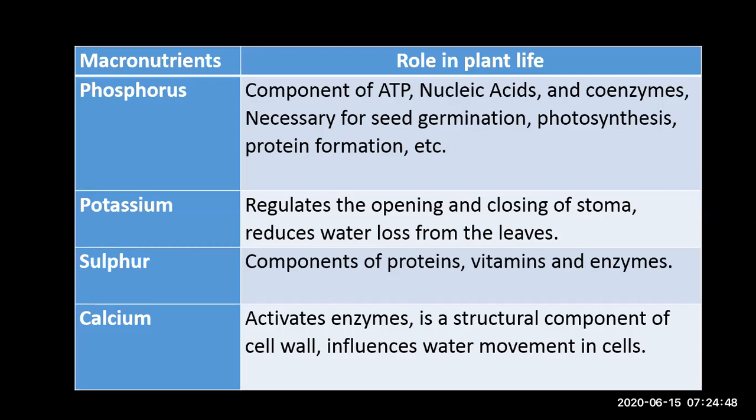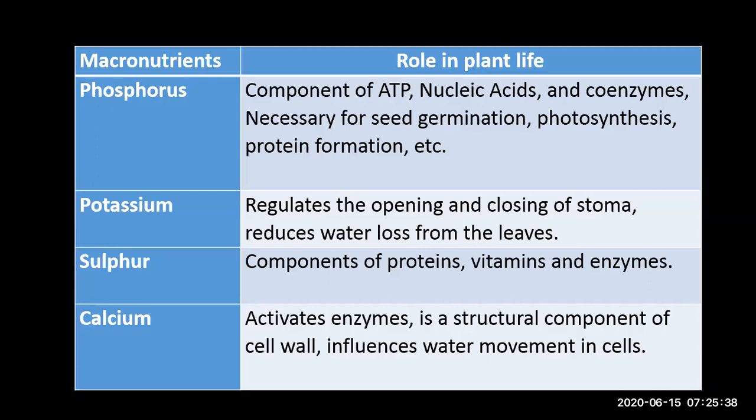So this nucleic acid is basically comprising other things as well, but for the easy approach, I'm telling you it is present in DNA and RNA, and coenzymes we have just studied in the previous chapter. That enzyme requires coenzymes, and this phosphorus is also necessary for germination of seed, photosynthesis, and protein formation. The seed which germinates will require phosphorus at some point, and it is also required in photosynthesis, and it is also required in protein formation, etc.